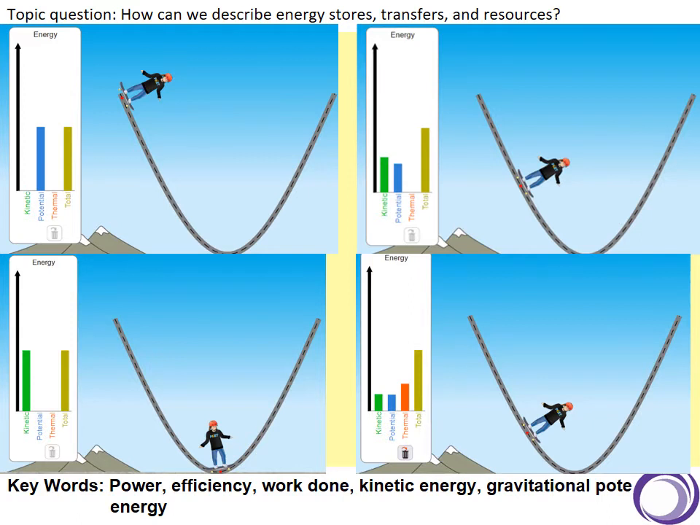And then the bottom left picture, when they are at the bottom of the ramp, they have no gravitational potential energy because they don't have a height anymore above the ground. It is all transferred into kinetic energy, and they have the same amount of kinetic energy as they did at the start with the total energy. So you can see that there.